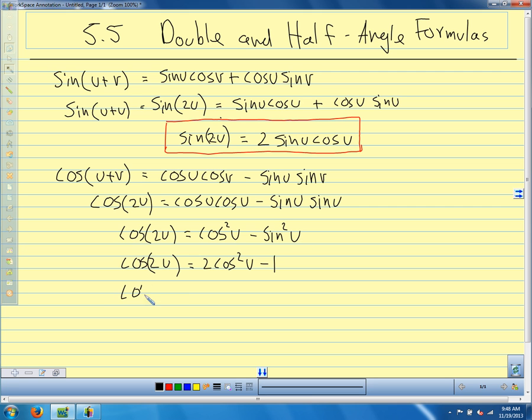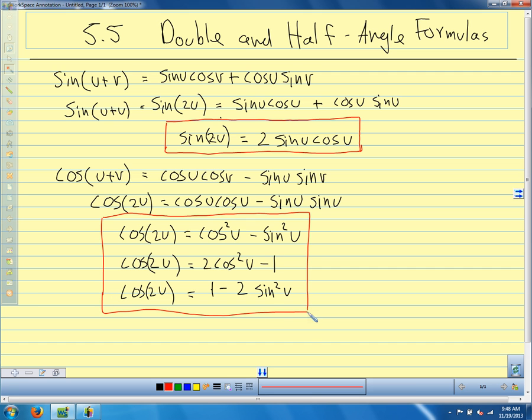And I can also write cosine 2u. If I substitute 1 minus sine squared for cosine squared, I get 1 minus 2 sine squared u. So those are 3 different forms of my double angle formula for cosine. They all come from the cosine sum, and these other 2 forms come from substituting for cosine squared u or sine squared u.